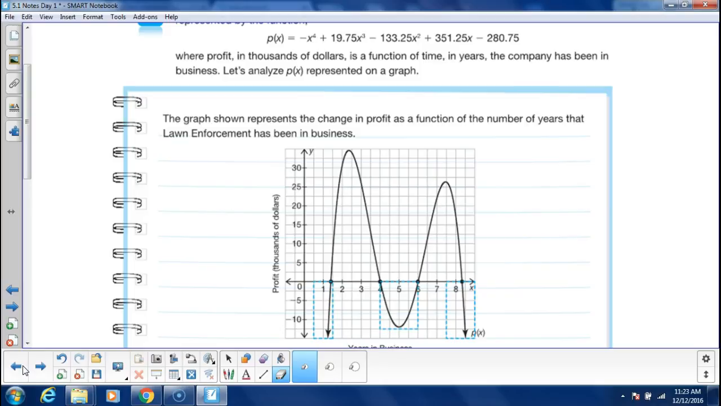If I were looking at this, if I own Law Enforcement, what is this graph telling me? It changes every year. Yeah, okay, because it's in years. What is this telling me, specifically those three blue boxes? The function is below the x-axis, or below the 0 line. So what is that telling me? That you're losing money at those points. Down here, I'm losing money.